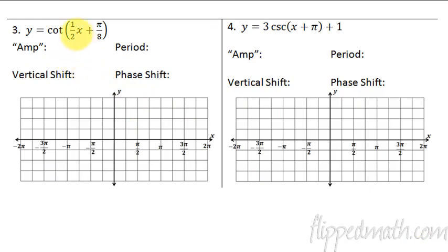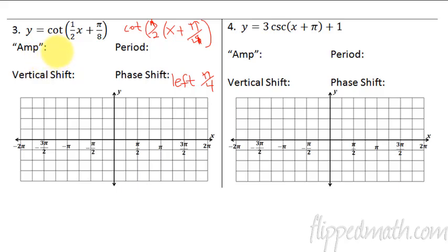So first, this is the reciprocal of tangent. We need to rewrite this, though. Let's rewrite this as cotangent of 1 half, so we've got to pull out that 1 half. And then we get x plus. So what does this become? If you're dividing by a half, it's the same thing as multiplying by 2. That becomes 4 pi over 4. So that means the phase shift is going to be left pi over 4.